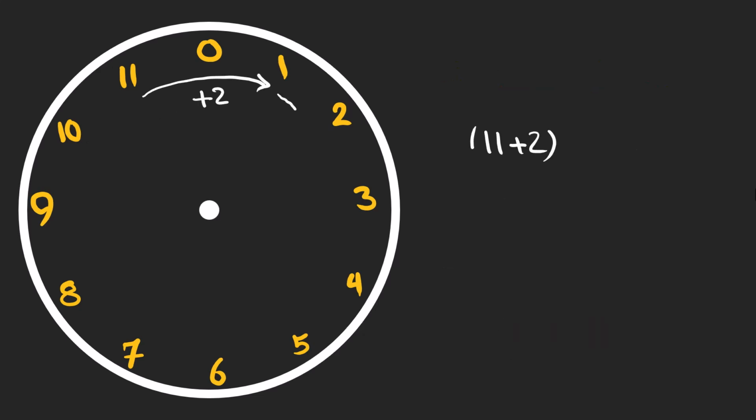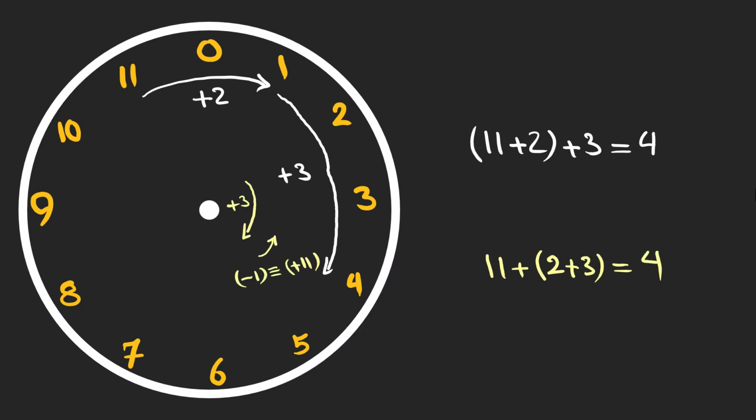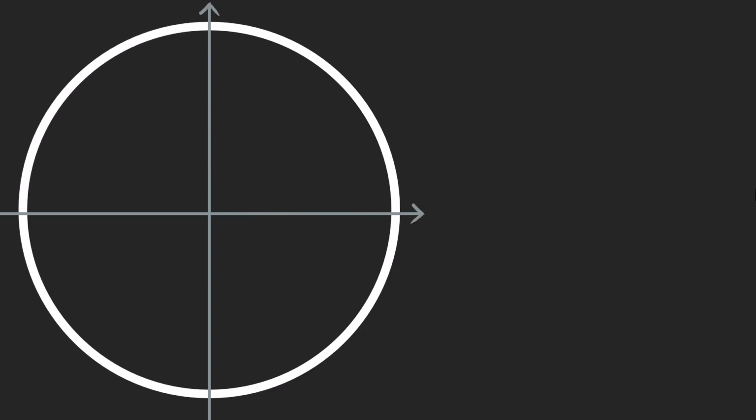It doesn't matter whether we add 2 to 11 and then add 3, or first add 3 to 2 and then add 11. The outcome is the same. Pay attention that in this example, instead of adding 11, I have used its inverse and subtracted, which has the same effect. We have a similar structure with angles.